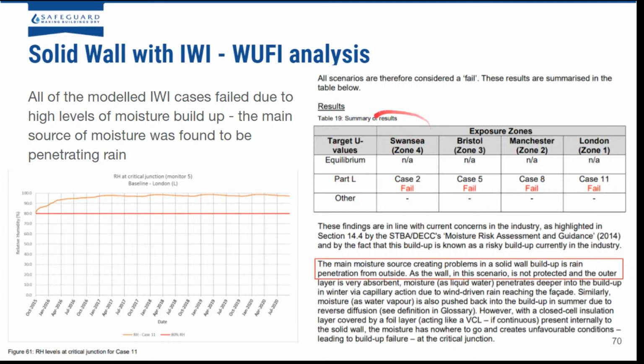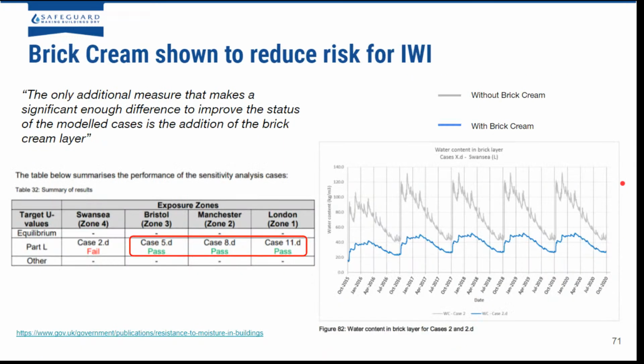So in all the exposure zones, when they modelled just putting IWI in a property, every single one failed because it became too damp. They tried lots of different things in the model to try and bring this moisture down. What they found was that the only additional measure that makes a significant enough difference to improve the status of the model cases is the addition of the brick cream layer. And we were lucky enough that they actually used the data for Storm Dry in this report, just because we have so many reports freely available.